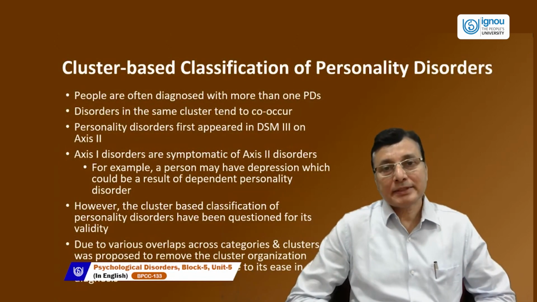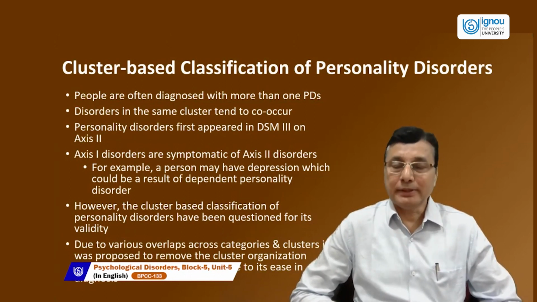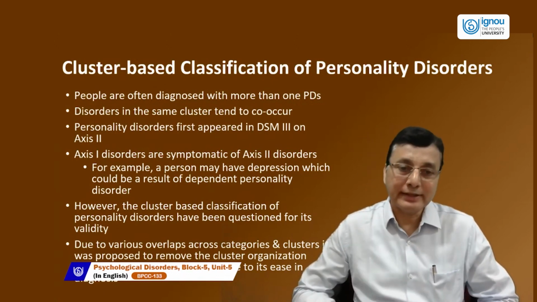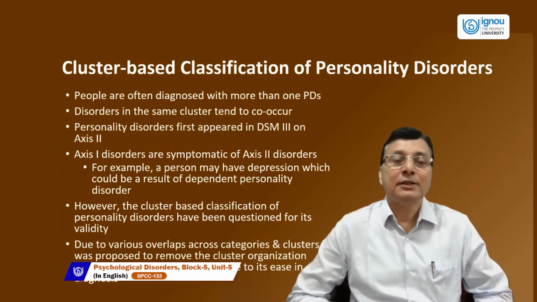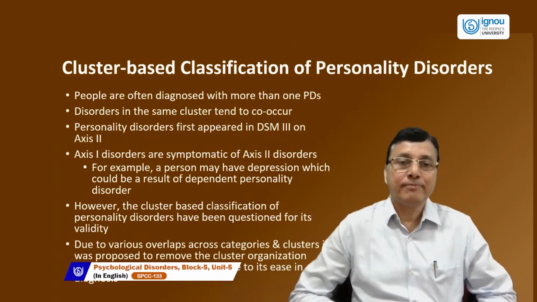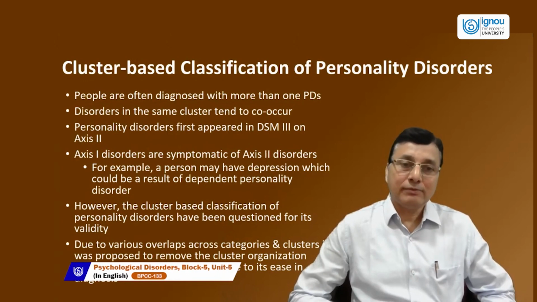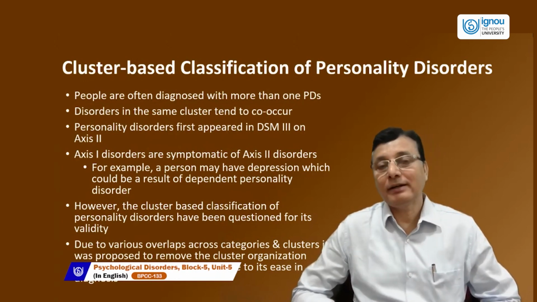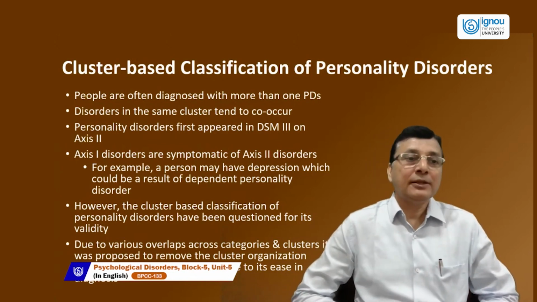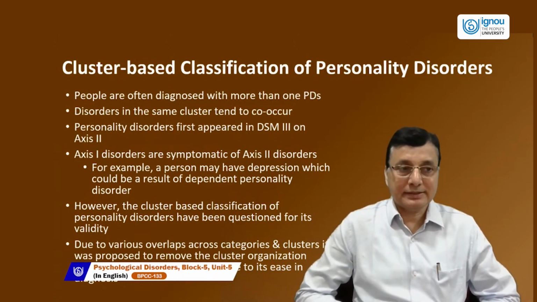Let us see the cluster-based classification of PD. People are often diagnosed with more than one PD. People think if someone has just one type of personality disorder, for example, antisocial personality disorder, the person may not have another type of personality disorder. This is not true. One person may have many types of personality disorder, or one personality disorder with traits or symptoms of other personality disorders. So disorders in the same cluster tend to co-occur. We'll discuss the clusters.